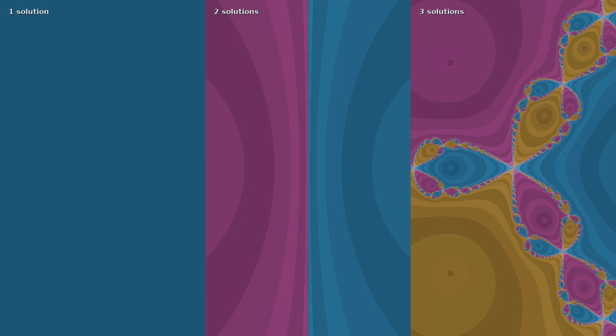With one answer, every point reaches it, so the plane is one flat color, with no border at all. With two answers, a quadratic, the plane splits cleanly, with a single smooth line. But go to 3 answers, and watch that border. Whoa, it suddenly has endless tiny detail. 1, 2, 3 answers, and the border goes from nothing, to a line, to a fractal.